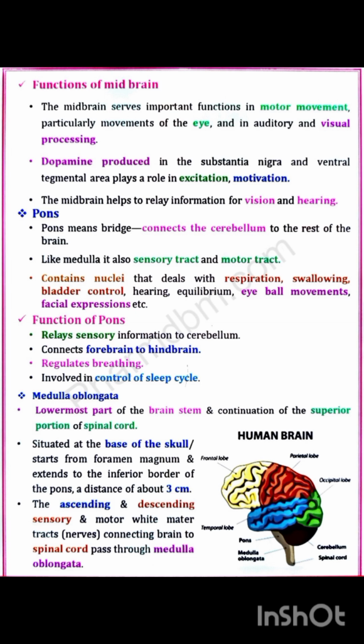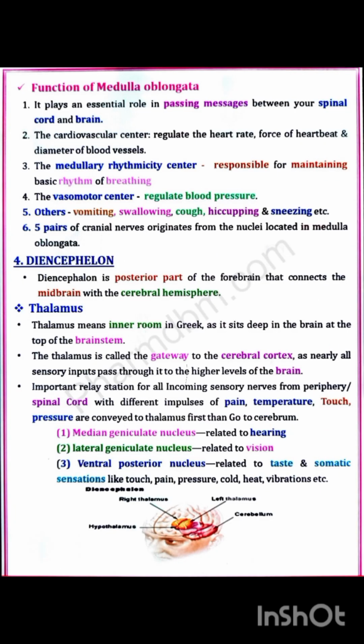Medulla oblongata, lowermost part of the brainstem and continuation of the superior portion of the spinal cord, situated at the base of the skull. It starts from the foramen magnum and extends to the inferior border of the pons at a distance of about 3 cm. The ascending and descending sensory and motor white matter tracts or nerves connecting the brain to the spinal cord pass through the medulla oblongata. Functions of medulla oblongata: it plays an essential role in passing messages between your spinal cord and brain.